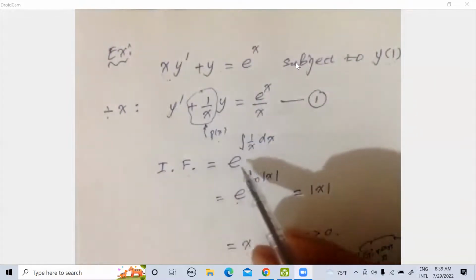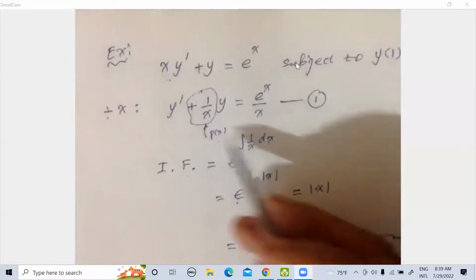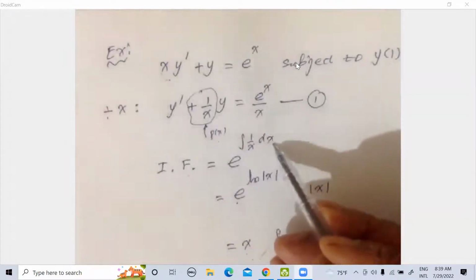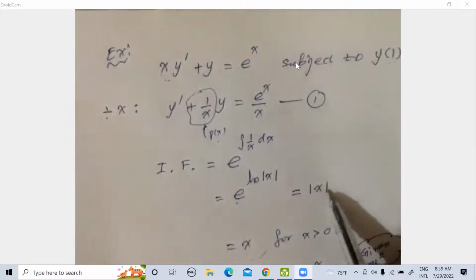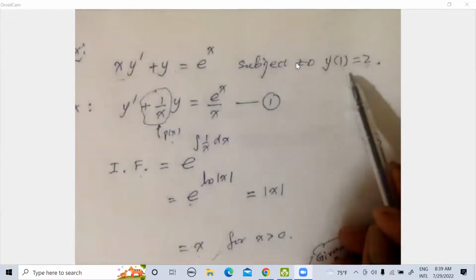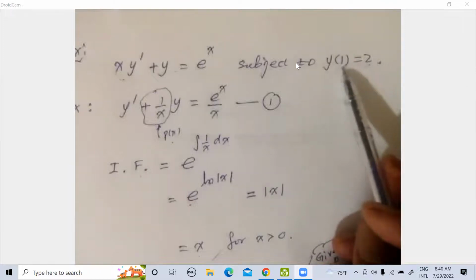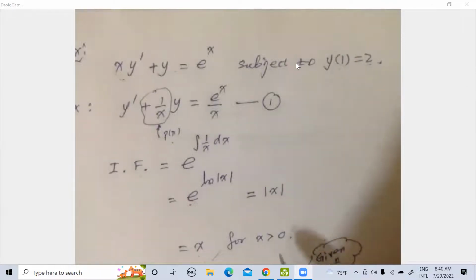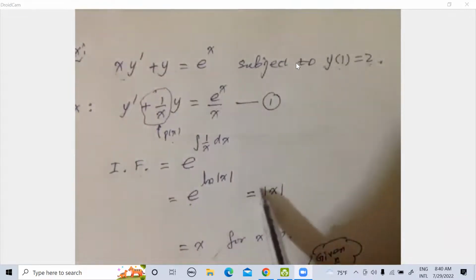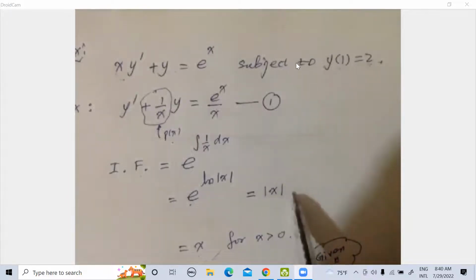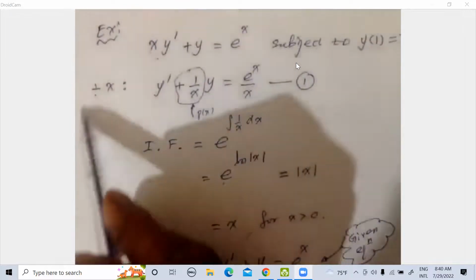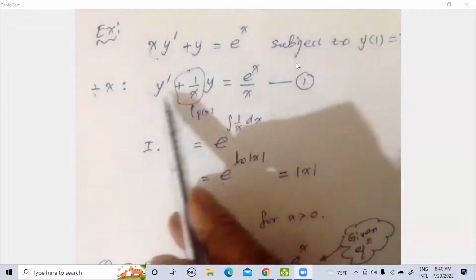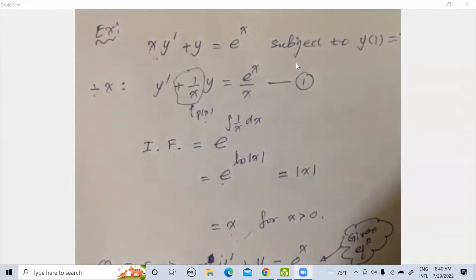Integrating factor is e to the integral of 1 over x dx, where p of x is 1 over x. That is ln absolute x. The e and ln cancel, so we have absolute x. But for the given condition, we need the solution for x equals 1. So x positive is enough. That is why I went from here to here. Otherwise, you have to consider two cases, x greater than 0 and x less than 0. Why? We divided by x here, so x cannot be 0 in this equation.